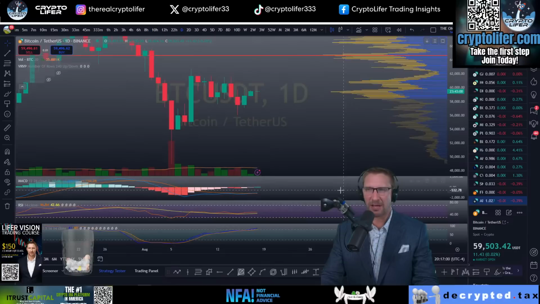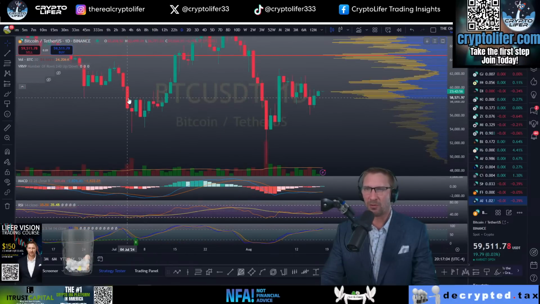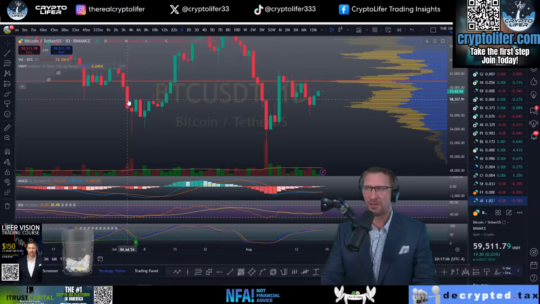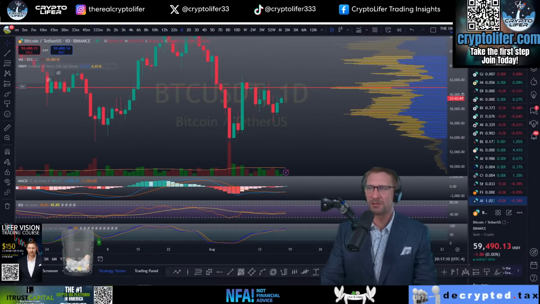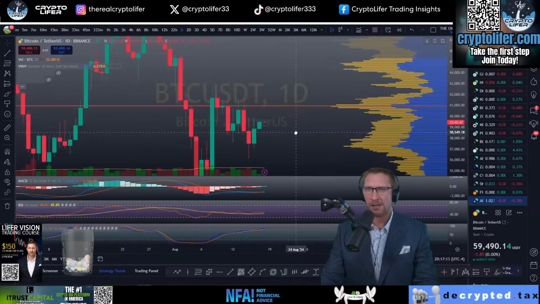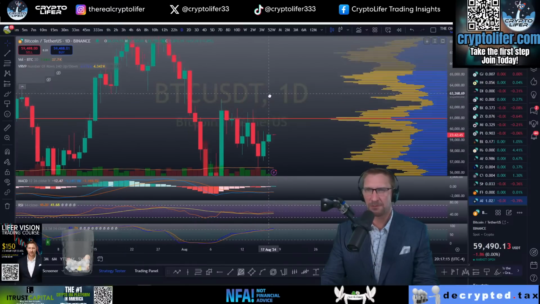Well, look, I mean, starting to crawl. The daily's looking like a reversal is happening. Support or resistance flip. We're back above that key level here that we talked about, which is 58,500 really. And it's a beautiful thing. So far, so good. Let's take a look at our daily candle.